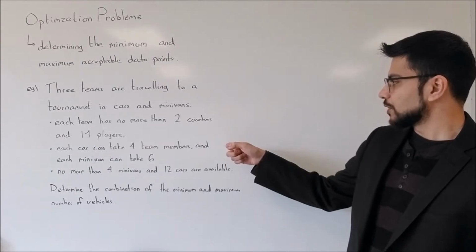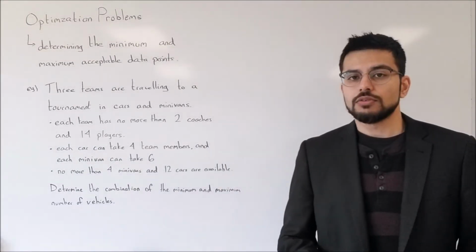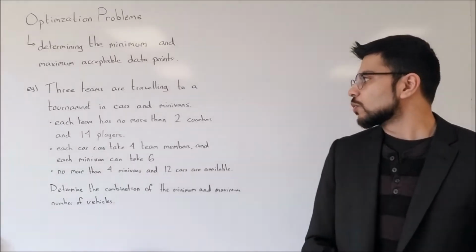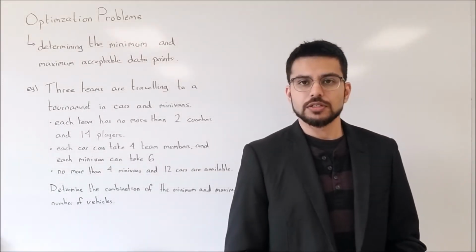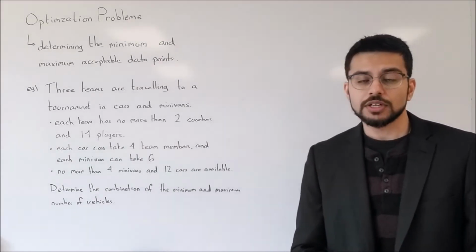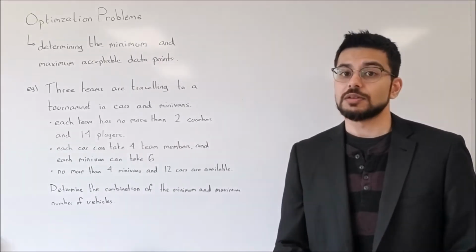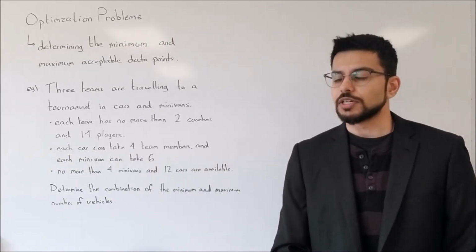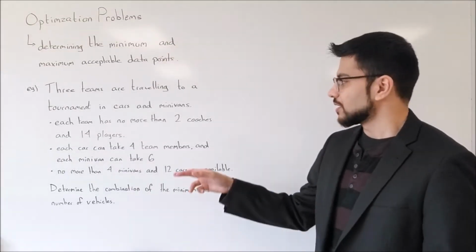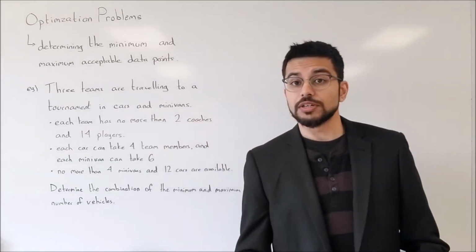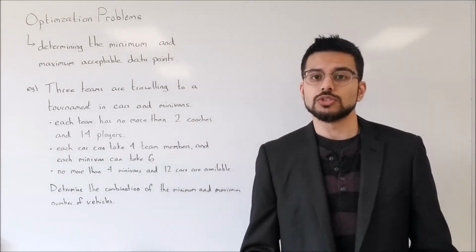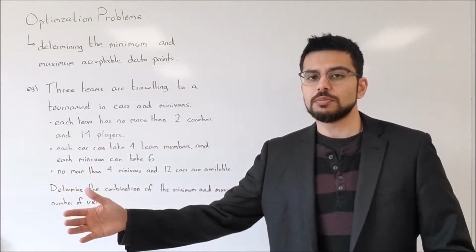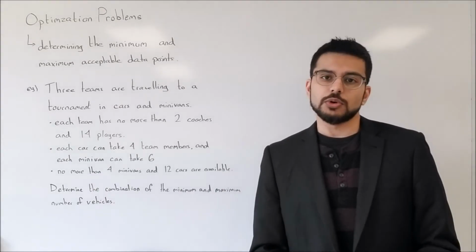Cars can take 4 team members. Minivans can take 6. Each team has no more than 2 coaches and 14 players. So a maximum a team could have is 16 members, 2 coaches, 14 players. You could also have 15 if you had 1 coach and 14 players. I suppose you could have less, right? It says no more than 2 coaches and 14 players. So maybe you have 10 players and 1 coach. So there is a limitation on the maximum number of people for a team, but we don't know what the minimum is. Not at this point anyways.